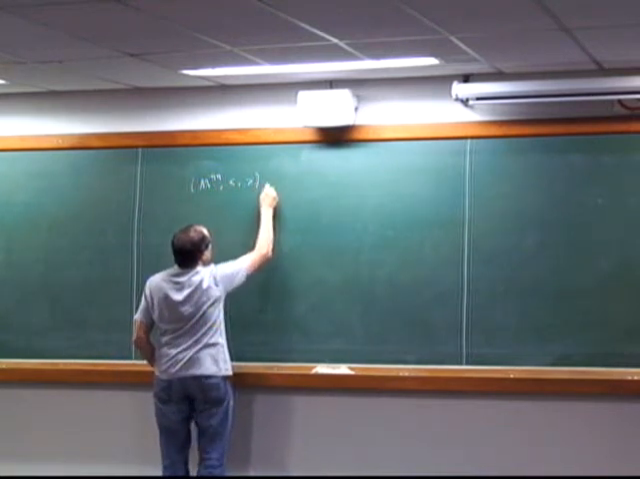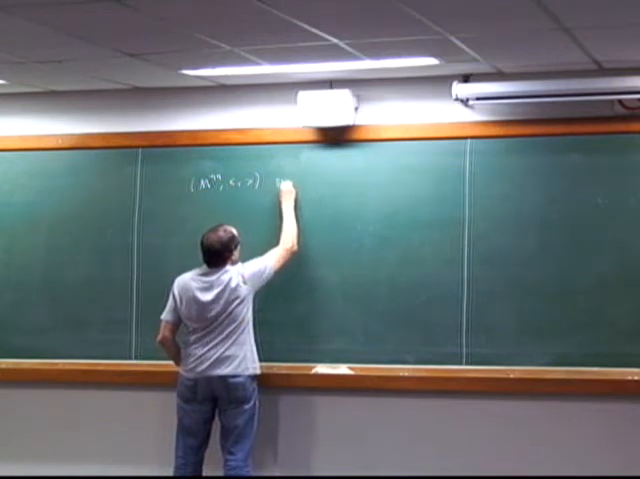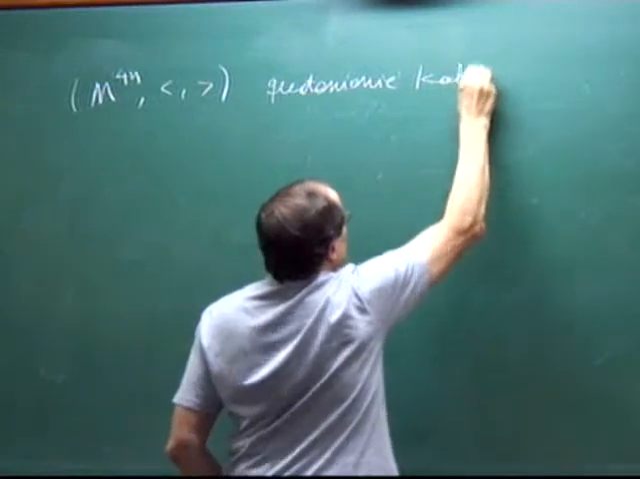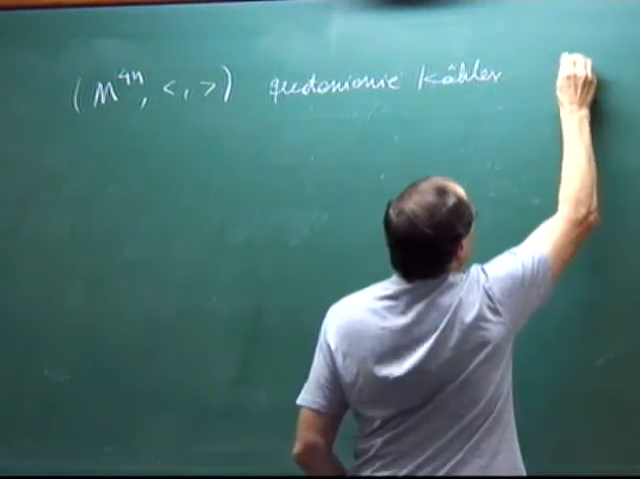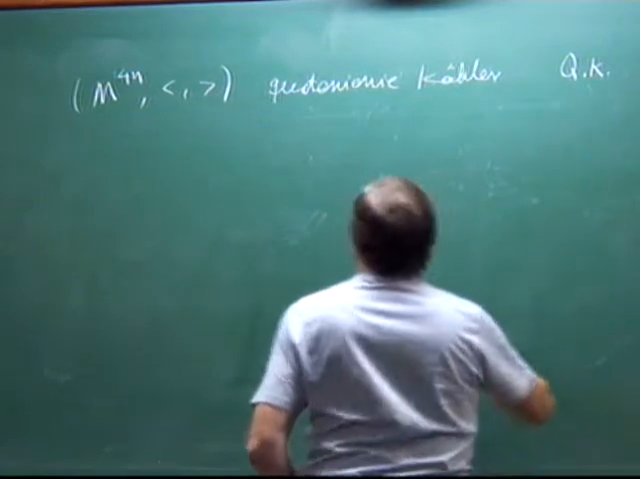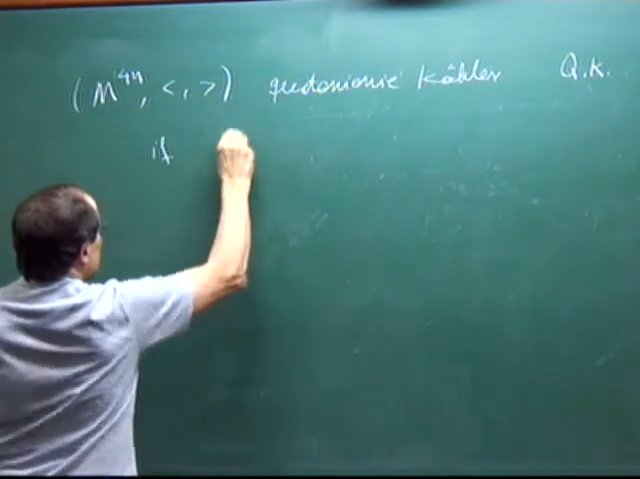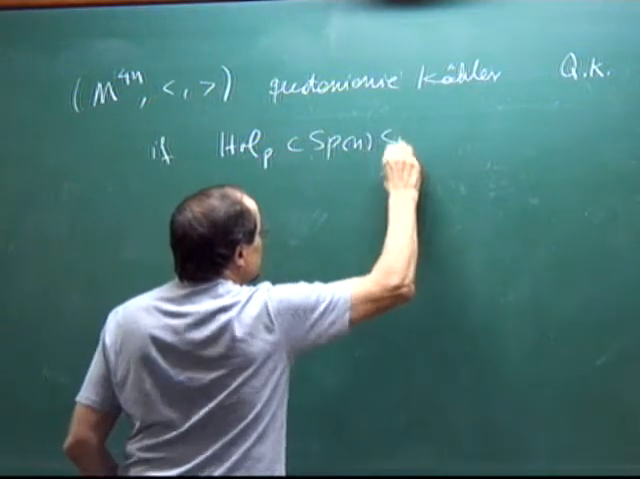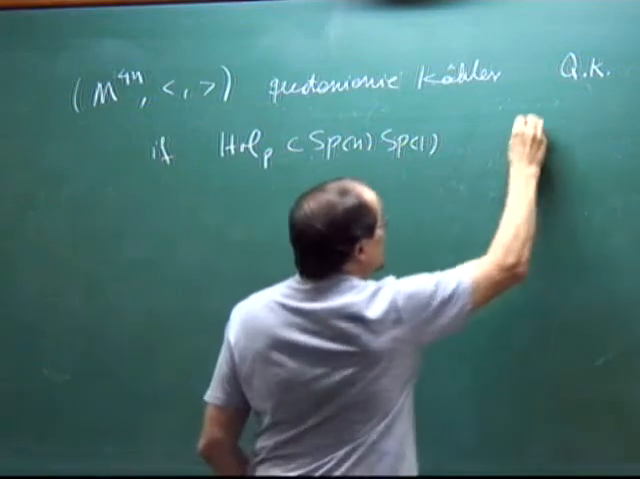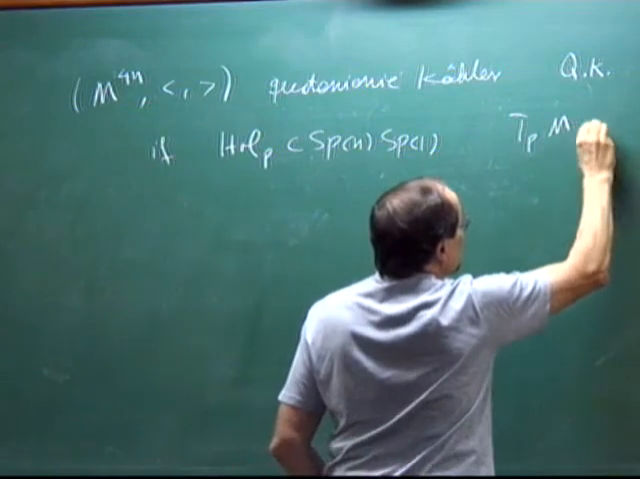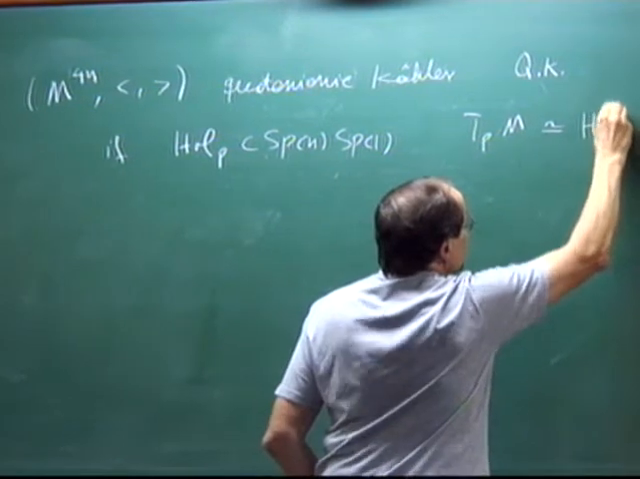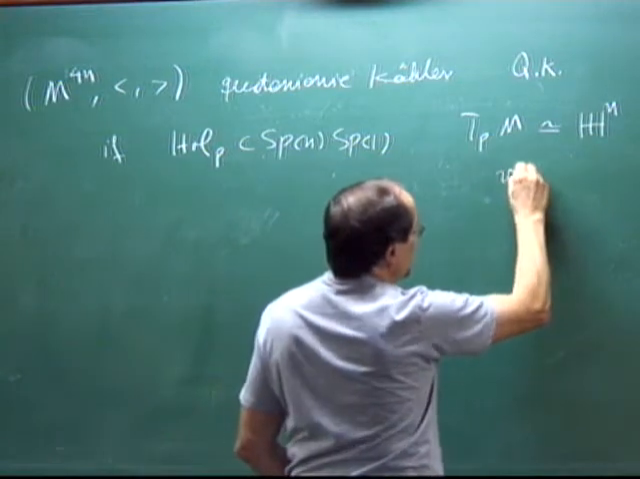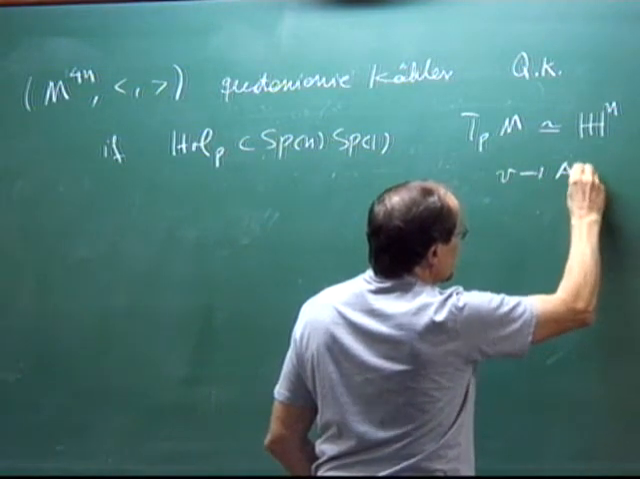The manifold is 4n-dimensional. We said it's quaternionic Kähler, which I'm going to abbreviate as QK. If the holonomy group at a point P is contained in Sp(n)Sp(1), where I identified T_pM with H^n in some fashion, and Sp(n)Sp(1) acts on H^n in the usual way, V goes to AVQ inverse.